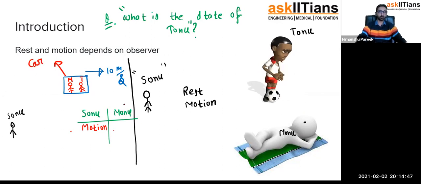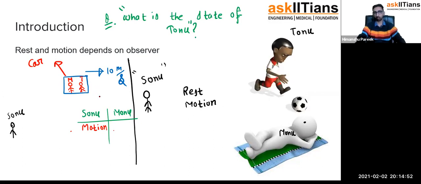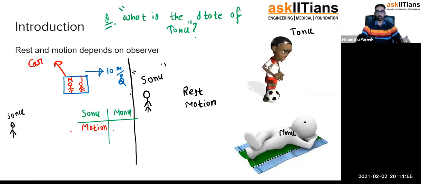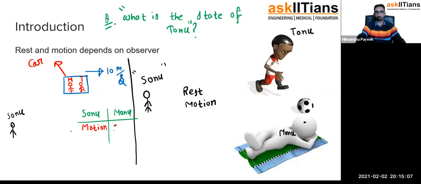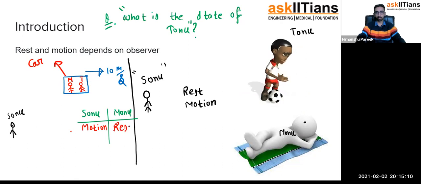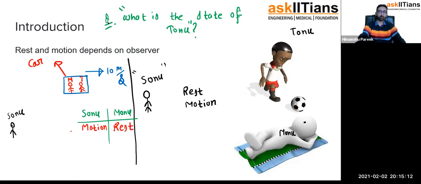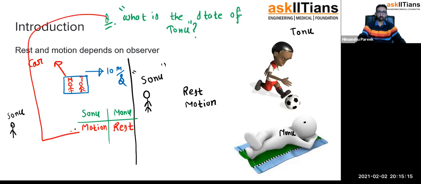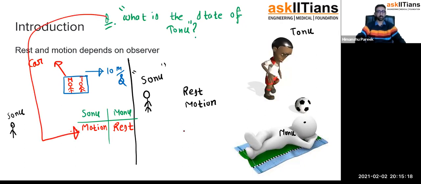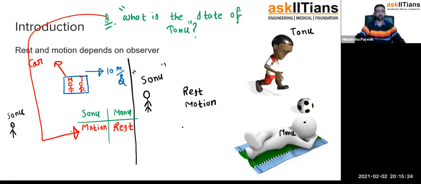Now I am asking the same question to another guy, Monu, who is sitting in the same car along with Tonu. They are talking to each other. I'm going to call him and ask, Monu, what is the state of Tonu? What would he say? He would say, Tonu is sitting here nearby me. So Tonu is in the state of rest. So the question was, what is the state? The guy Sonu saw Tonu in motion, and the guy Monu said he is in the state of rest.